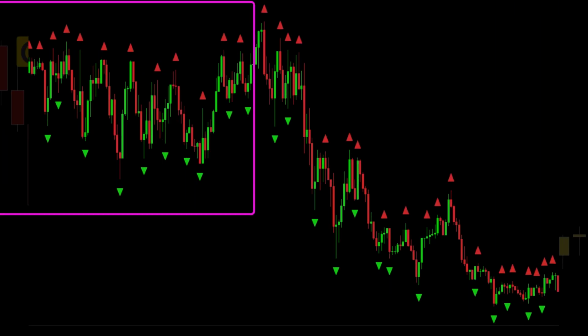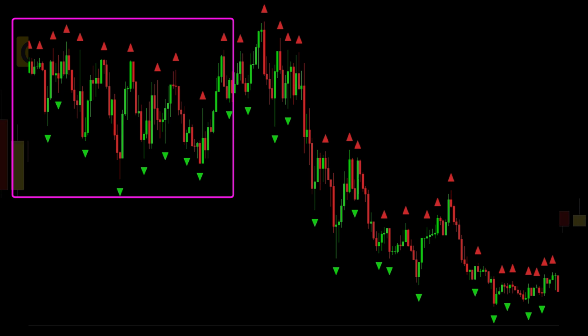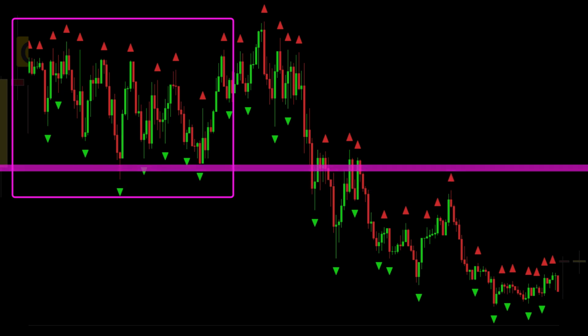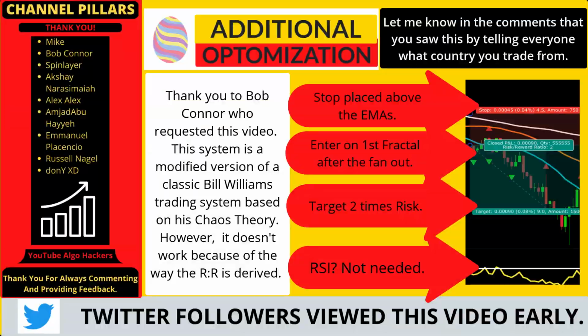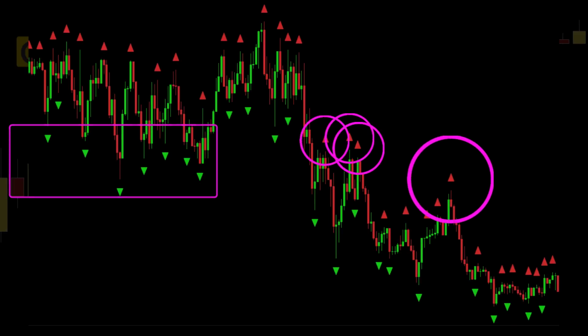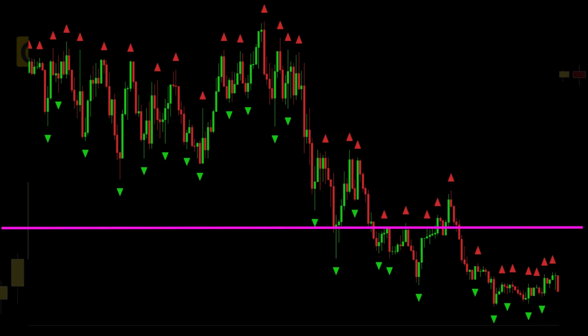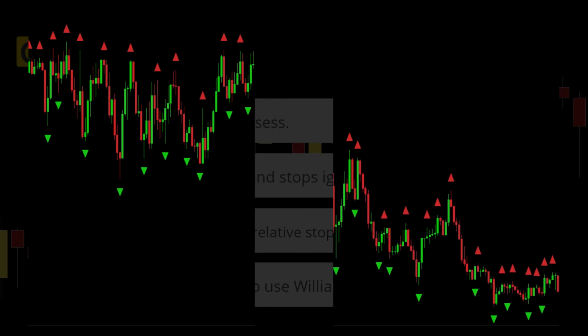This is how I would use Williams Fractals. After I see a consolidation, I would look for a break. And in this case, there is a breakdown. Then you can see how the bullish fractals on the left are interacting with the bearish fractals on the right. This is an indication of a downward move and where a good trading system could get you in.